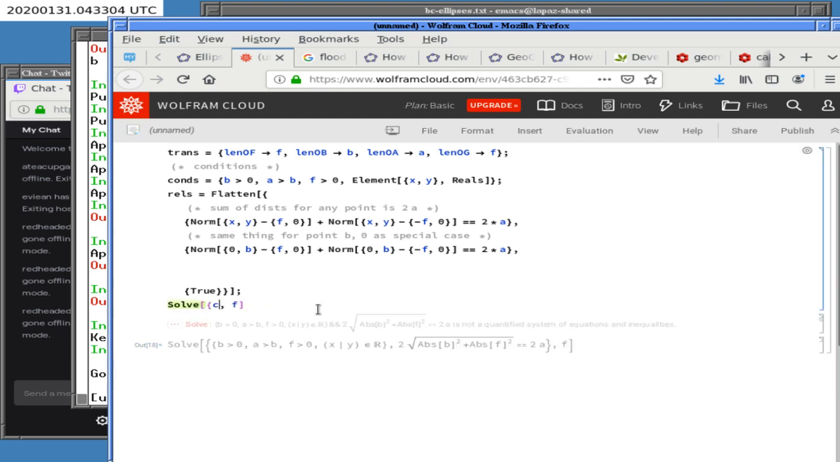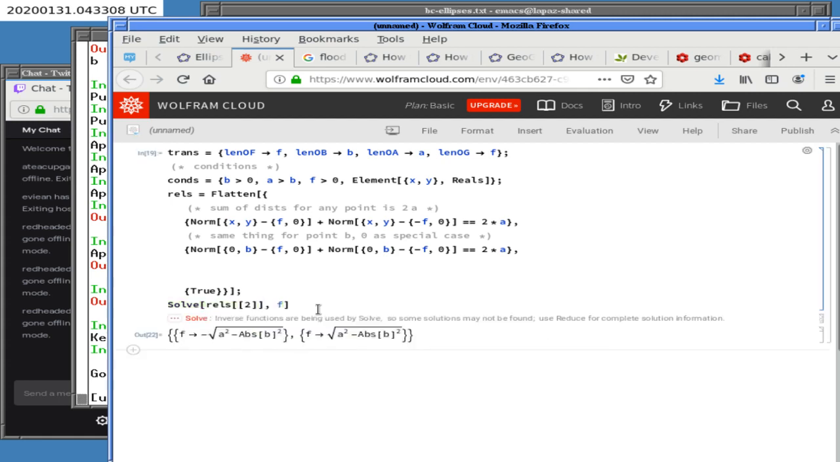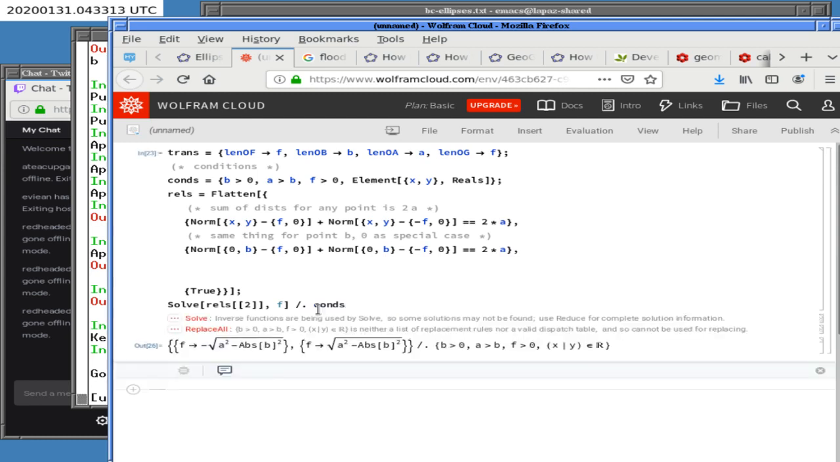So if I say solve rels 2 in terms of f, I can get an answer. And if I say subject to cons, I think I can get a slightly simpler answer. I cannot. Given that, I guess that would be like for simplify or something. But for the moment, let's stick with this.